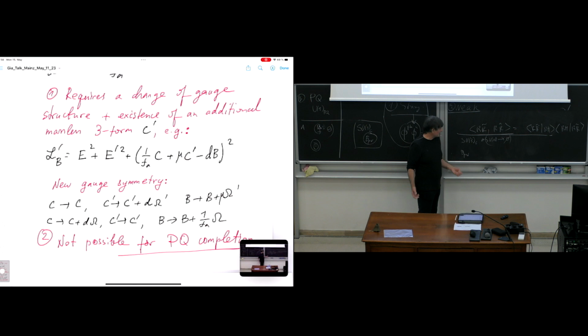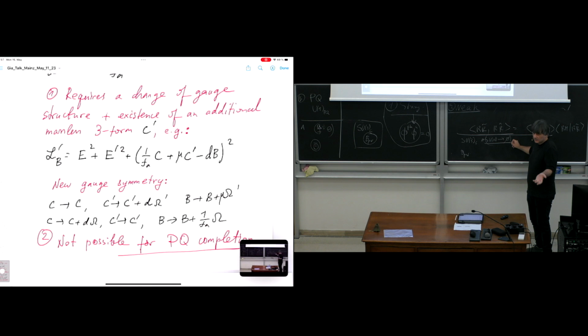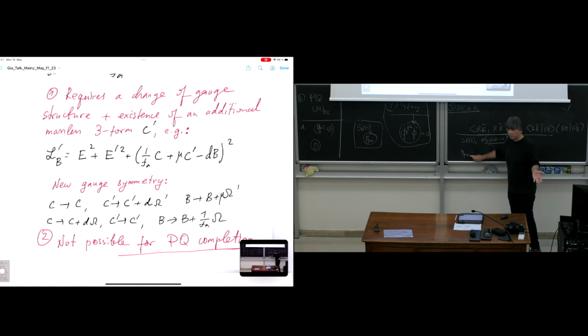No, but you need this axion to shift under this gauge transformation. There is no low high energy. There is a well-defined gauge transformation under which the B_μν has to shift, period.